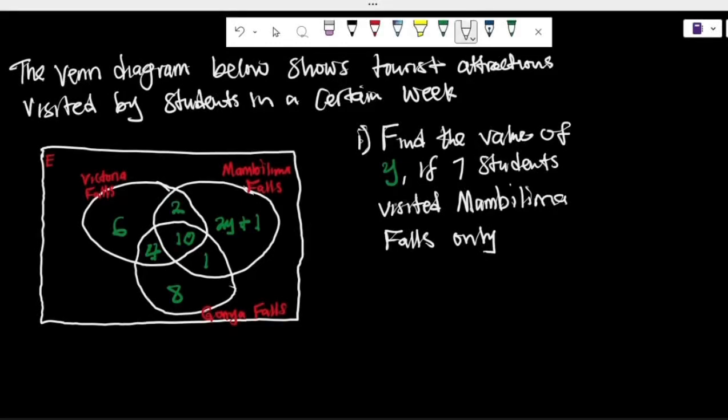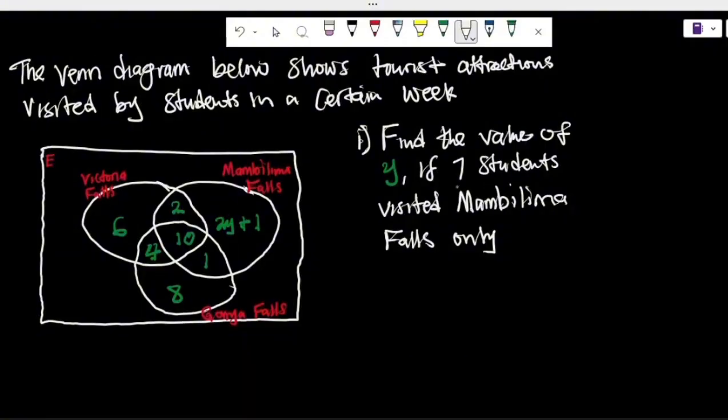The Venn diagram below shows tourist attractions visited by students in a certain week. So this is the Venn diagram showing all the information needed. So you have 3 tourist attractions: Victoria Falls, Mambillima Falls, and Gonya Falls. And you have this information. So the first question is, find the value of y. What is the value of y?